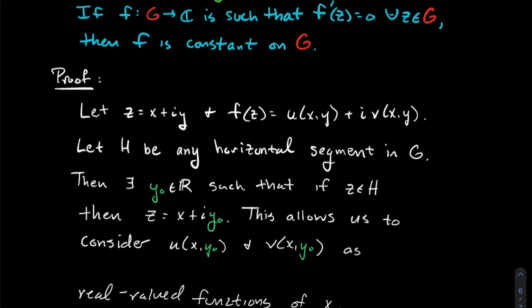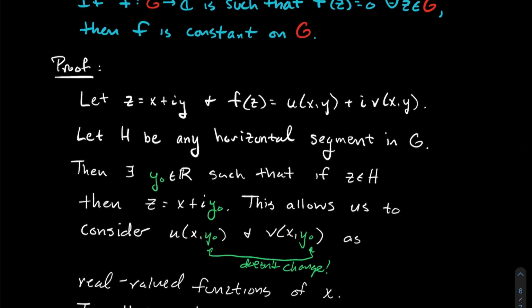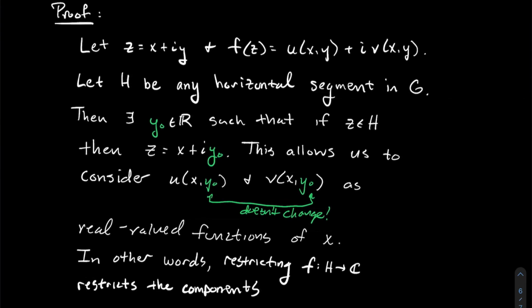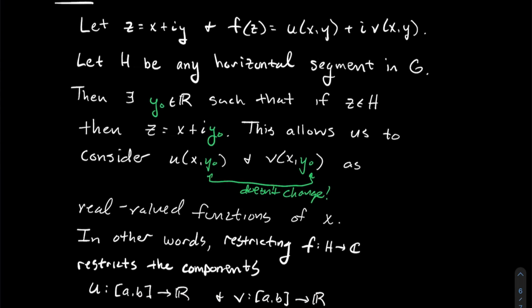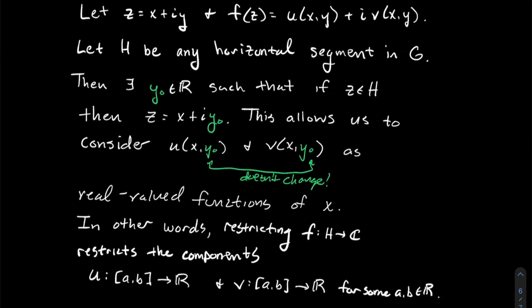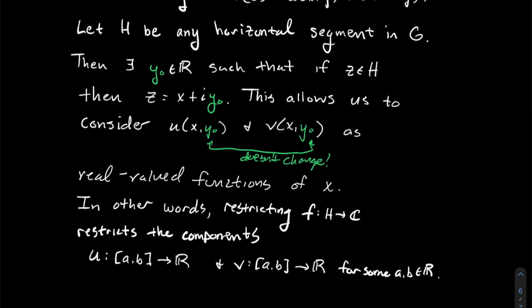So that allows us to consider u and v not as functions of two variables, x and y. If y0 is constant, then u and v are really just functions of x whenever I think about only plugging in points on this horizontal segment h. So u and v are real valued single variable functions because y0 doesn't change. In other words, I'm restricting f to only plug in points on h, but then that restricts the components u and v to only plug in points in some interval from a to b, for some real numbers a and b.